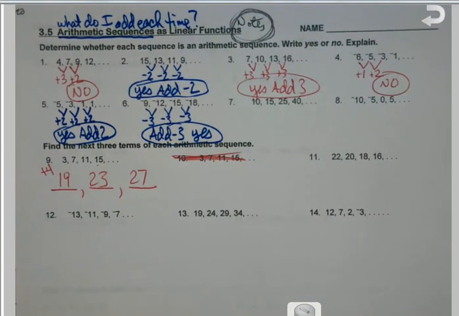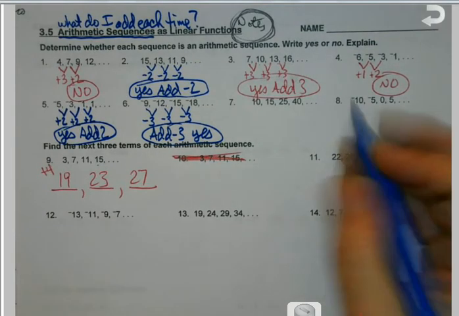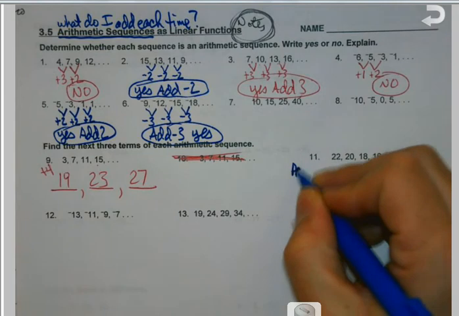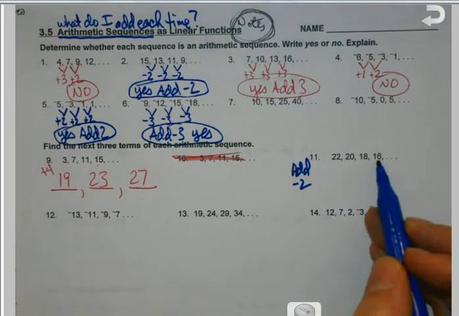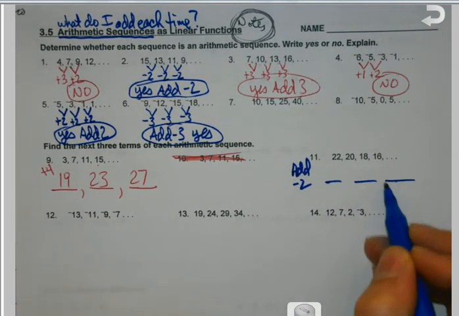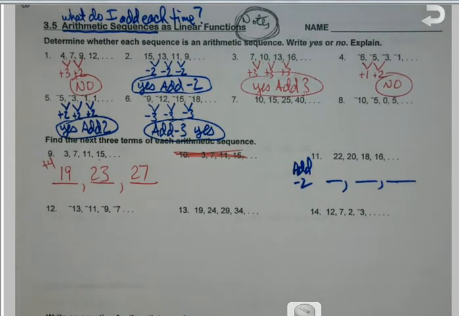All right, what about the next one? What about 11? It's minus 2. Okay, on 11, we're going to add a negative 2, or we're going to minus 2 each time. Yeah, minus 2, add minus 2. Or you can just look at it as minus 2, that's okay.